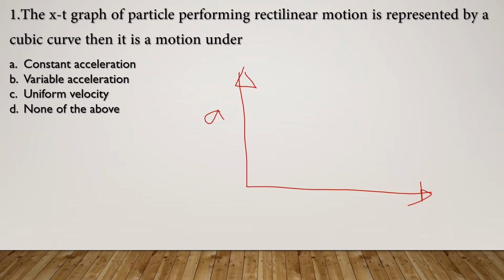A is usually plotted along the y-axis, t is to be plotted along the x-axis, and the a-t graph is going to be like this, which simply means that acceleration is not constant, it is changing with the change in time. So acceleration is variable, and that is why the correct option is option B.